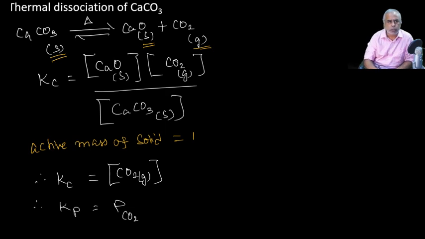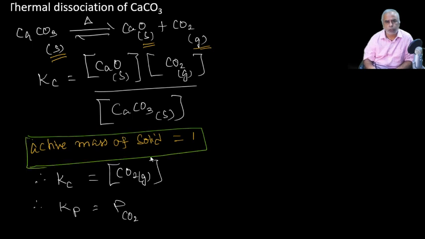But you must remember one important thing, that is, the active mass of any solid and even water is taken as unity. That is one. That is constant. So you can remove this and we have got only carbon dioxide. So it means this equilibrium constant is based on the concentration of carbon dioxide only. Similarly, we can work out the Kp for this, which is nothing but the partial pressure of carbon dioxide. I hope now it is very clear for you.